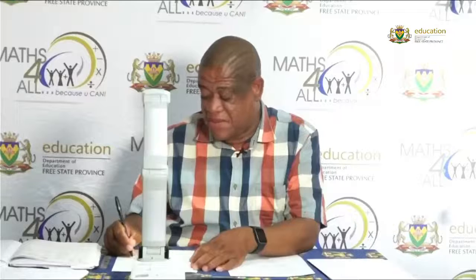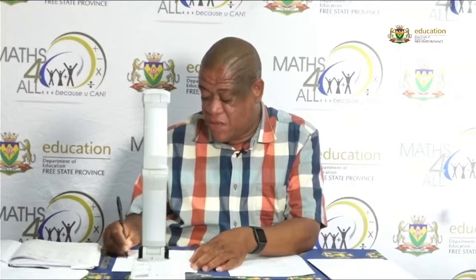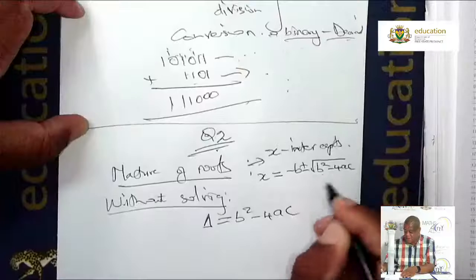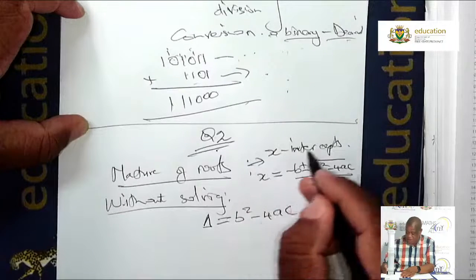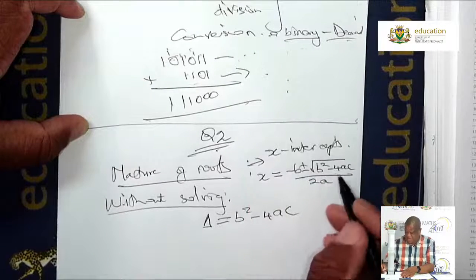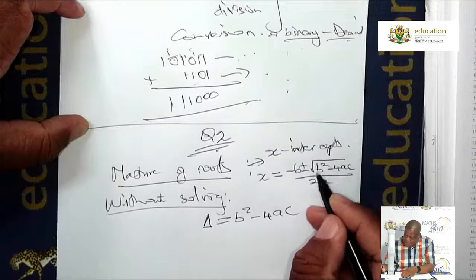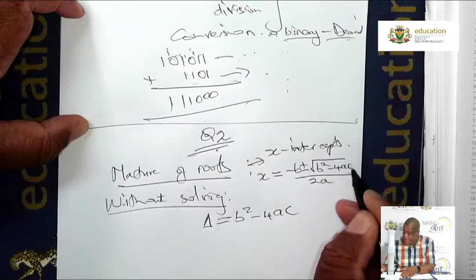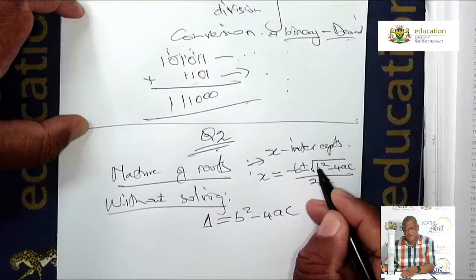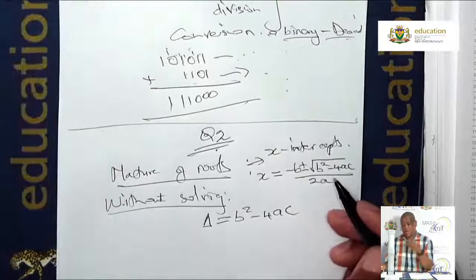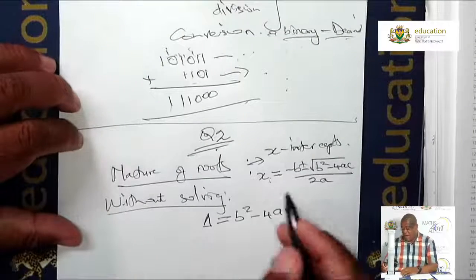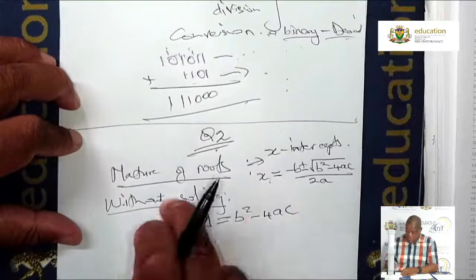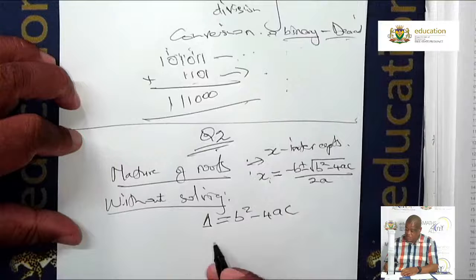X is equal to minus b plus or minus the square root of b squared minus 4ac all over 2a. In doing this one, you are solving, but if you only concentrate on the number inside the radical sign, you are not solving, but you are now talking to the nature of these same roots that we would have found while we were solving them. So without solving means you must get the discriminant.